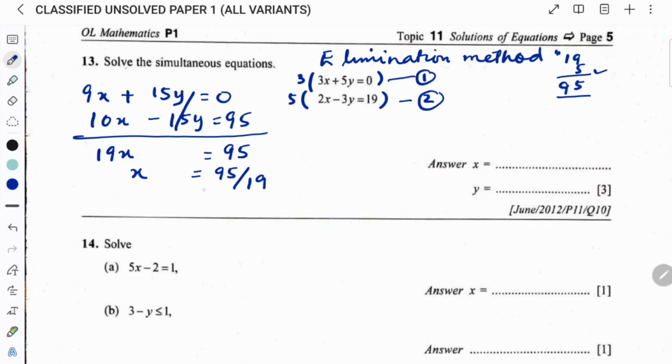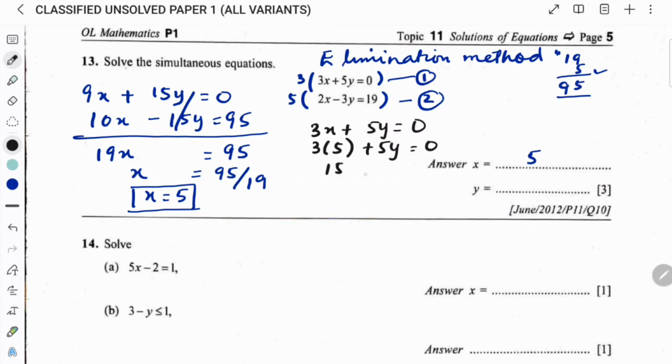We just checked here, so x equals 5. Substitute in any of the equations and get the value of y. Alright, so we are substituting in the first one. So 3x plus 5y equals 0, and 3 times 5 plus 5y equals 0. 15 plus 5y equals 0. 5y equals minus 15, y equals minus 15 over 5, which will be equal to minus 3. So y equals minus 3 here.